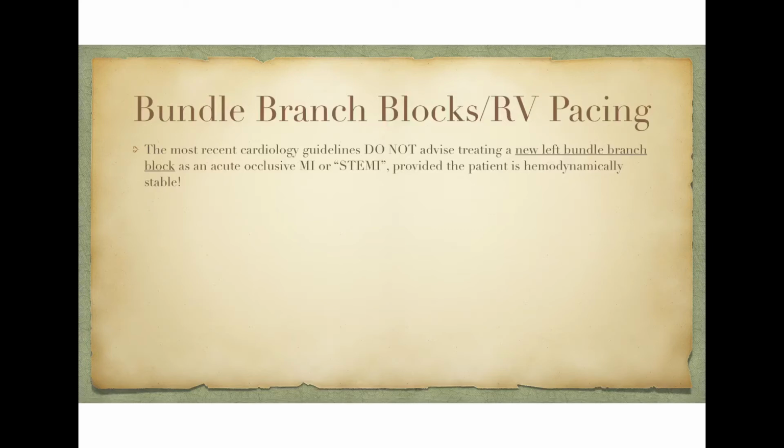And one of the major reasons for this is that the blood supply to the left bundle is fairly robust, so you're going to need quite a significant area of the myocardial wall to be affected before you're going to get a new left bundle that will be caused just by ischemia alone. So if you have a patient with stable vital signs doing fairly okay, that left bundle that you see on the ECG is much less worrying.